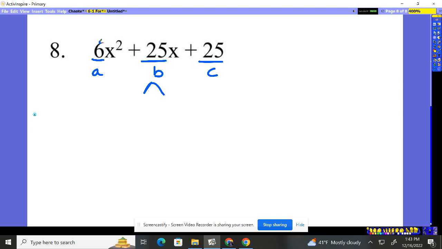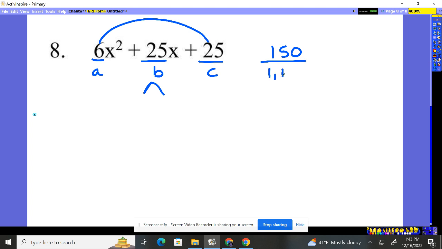We will start with multiplying the a times c value. 6 times 25. 6 times 25 is how much? 150. It's huge. Okay, 150. No problem. What multiplies together to give us 150, and yet it's going to add to be 25?